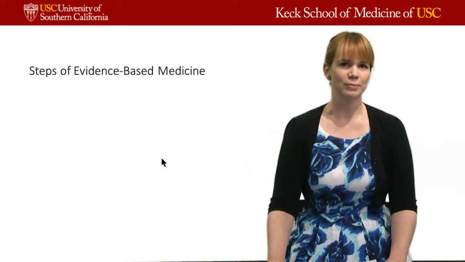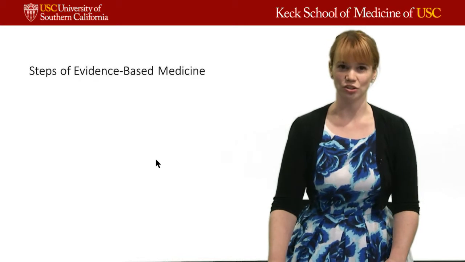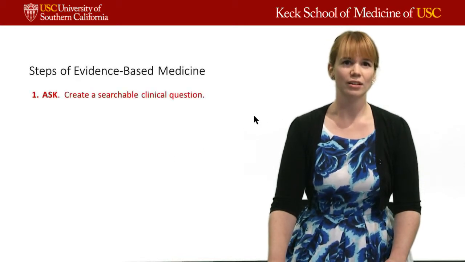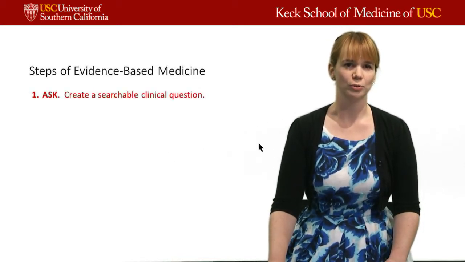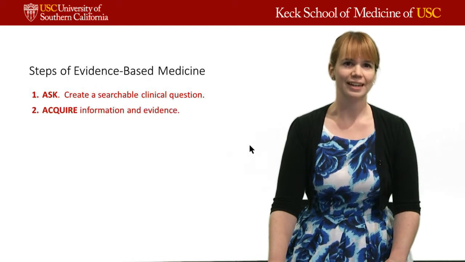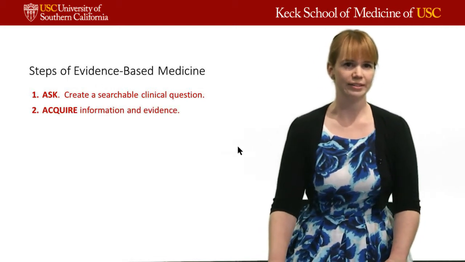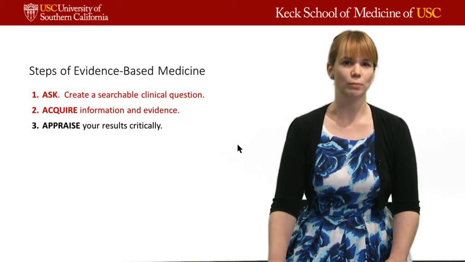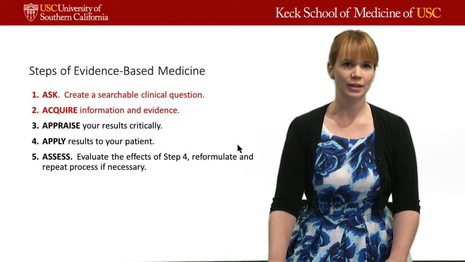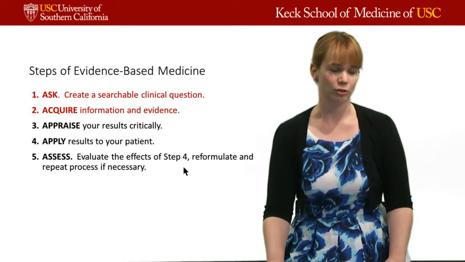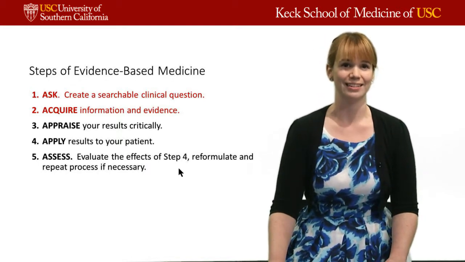So the steps of evidence-based medicine you may have seen on the guide I just showed you, but I'll go over them again. The first is to ask and create a searchable research question. The second is to acquire information and evidence. Once you have the information, you appraise your results critically. You apply the results to your patient, and then lastly, you assess and evaluate the effects of step 4 and reformulate your question and repeat as necessary.